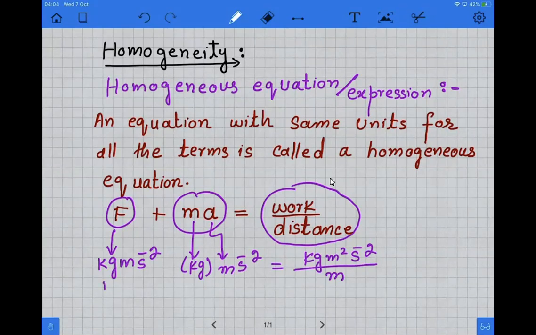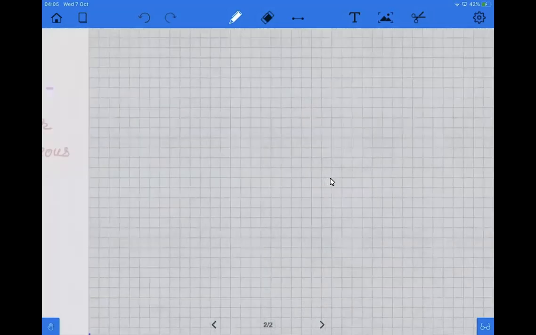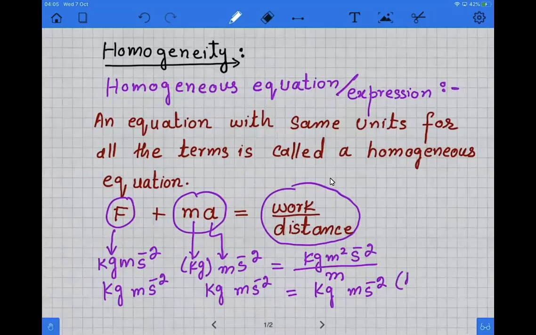So this is kilogram meter second minus 2. The second term also has units kilogram meter second minus 2. And on the right hand side, it is also kilogram meter second minus 2. So the equation was homogeneous. So it was a homogeneous equation.